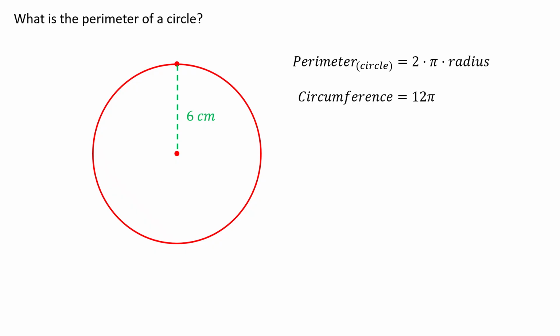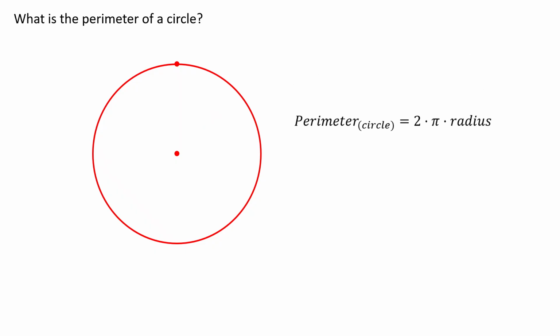Perimeter is also called circumference when you're talking about a circle. In fact, nobody ever says perimeter of a circle. We've reserved the word circumference to mean just that. We often call it capital C, and so that would be a way to express an answer to this question.